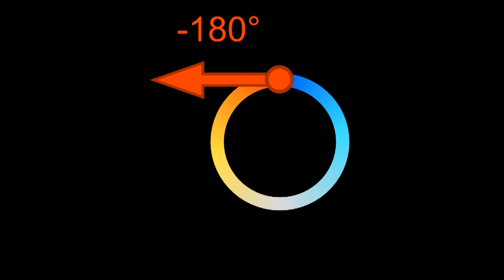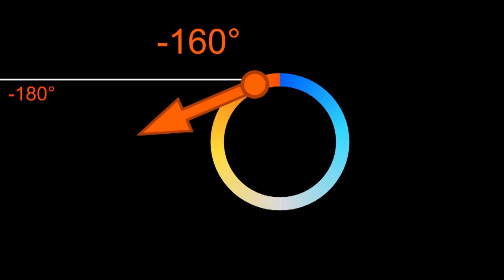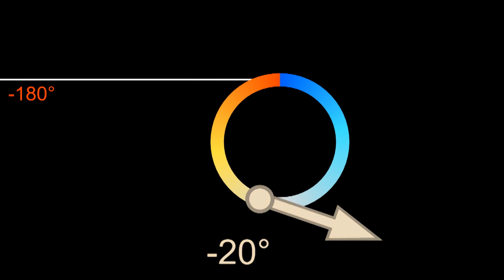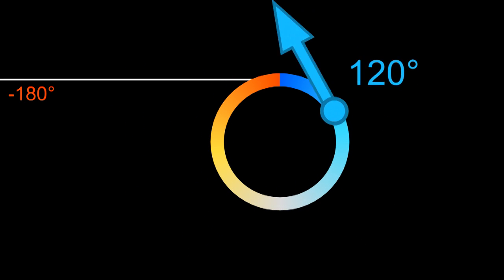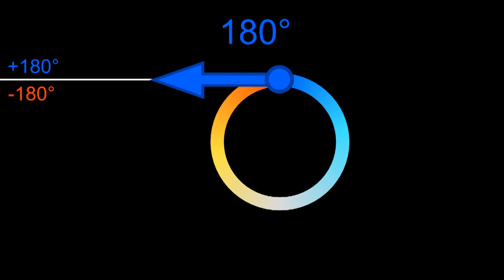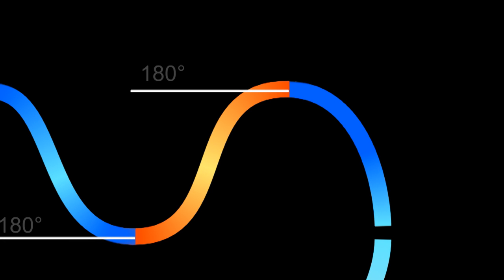Consider this circular path. The angle starts at negative 180 degrees. It continues to increase as we go around the circle until we reach the angle plus 180 degrees. Plus 180 and negative 180 are really the same angle. We keep track of how many times the angle crosses this threshold at 180 degrees.